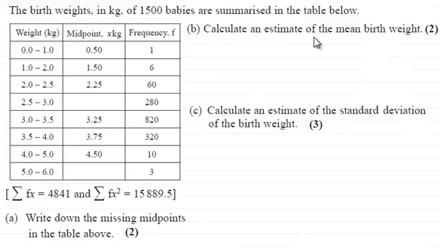and then go on to calculate an estimate for the mean birth weight for 2 marks, and finally in part C calculate an estimate of the standard deviation of the birth weight for 3 marks. So if you'd like to have a go at this, I'll just give you a moment to pause the video. When you come back, you can either fast forward just to check over all my working, or I'll take you slowly through the answers.